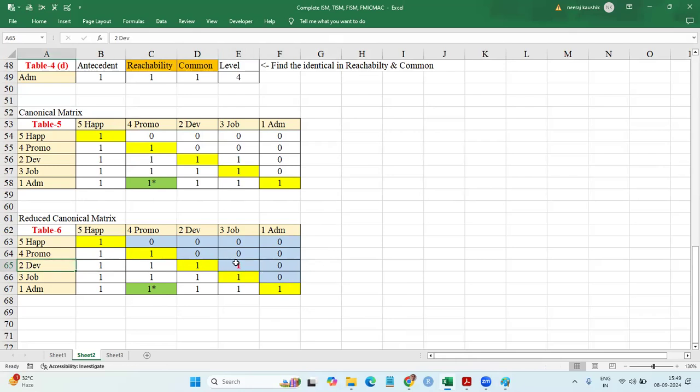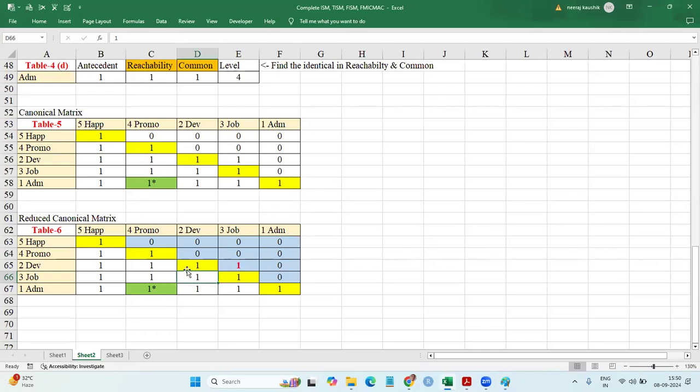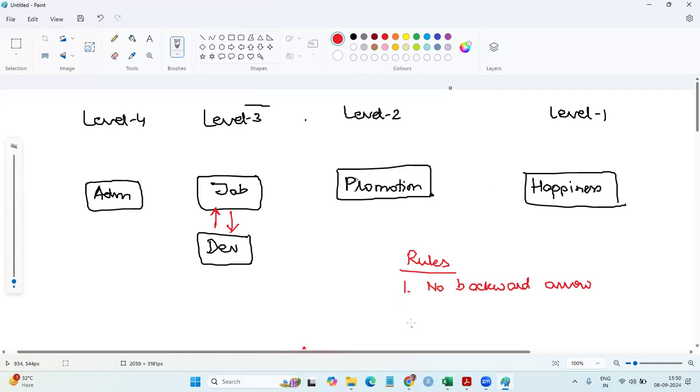It means development has an effect on job and job has an effect on development. You can put it like this. That is permissible. That is perfectly okay. If both are at the same level and a 1 comes there, you can make such an arrow. On the same level, it's okay. But from development, you cannot go back to admission. Rule number 2: you can go just to the next level. Do not cross levels.